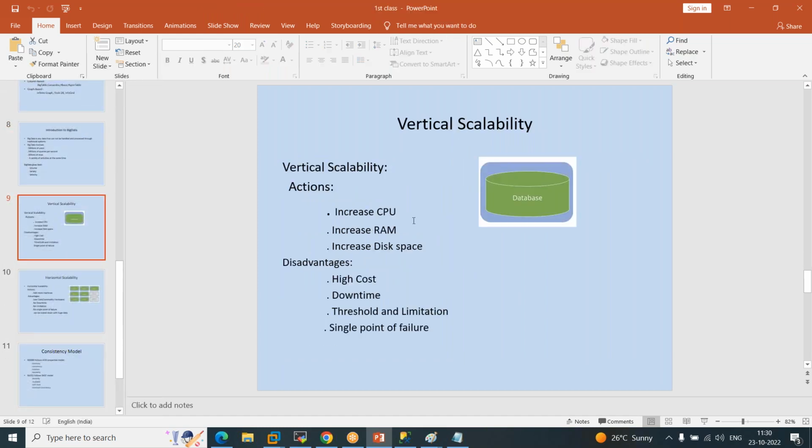Next, vertical scaling. You have to add more CPU, more RAM, more disk space as the data grows. But the problem is high cost, with hardware and licensing both. Downtime: you cannot work on this completely without downtime. You have to have some downtime. There are thresholds and limitations. You cannot grow unlimited. Though your server is highly configured, it also has certain limitations at some point. Thresholds and limitations, single point of failure. These are the biggest drawbacks of the RDBMS.